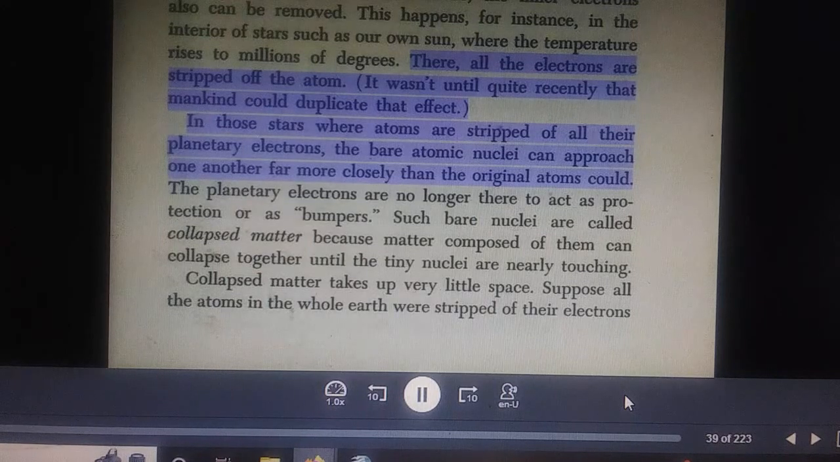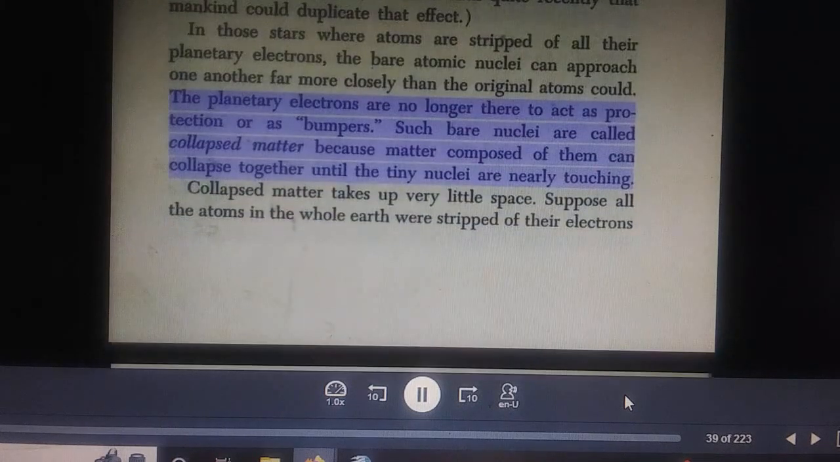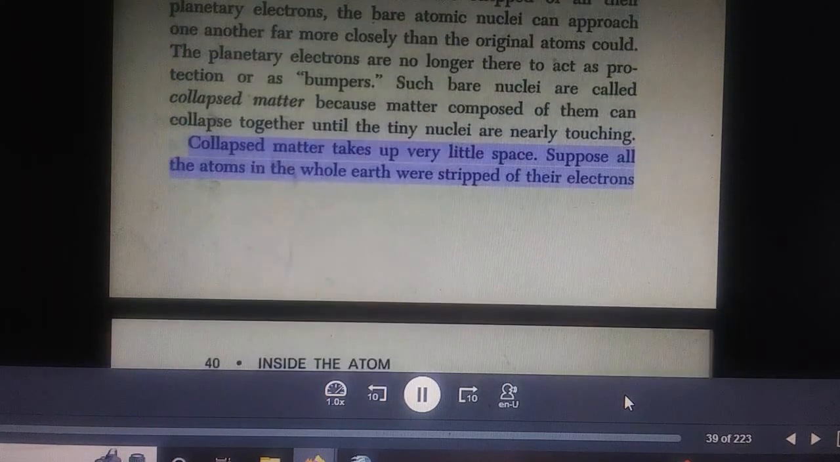In those stars where atoms are stripped of all their planetary electrons, the bare atomic nuclei can approach one another far more closely than the original atoms could. The planetary electrons are no longer there to act as protection or as bumpers. Such bare nuclei are called collapsed matter because matter composed of them can collapse together until the tiny nuclei are nearly touching. Collapsed matter takes up very little space.